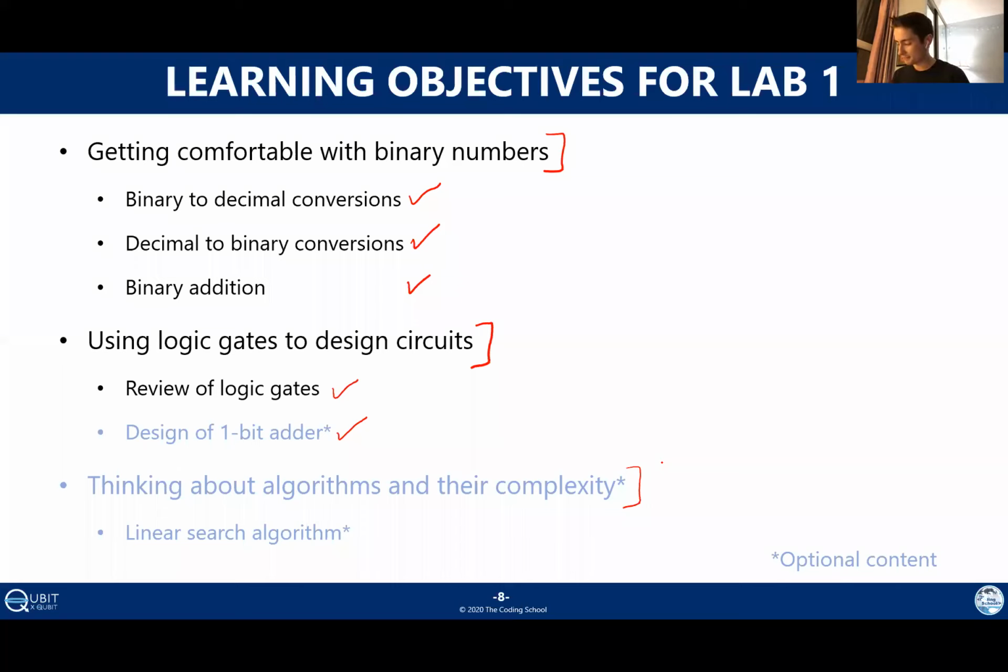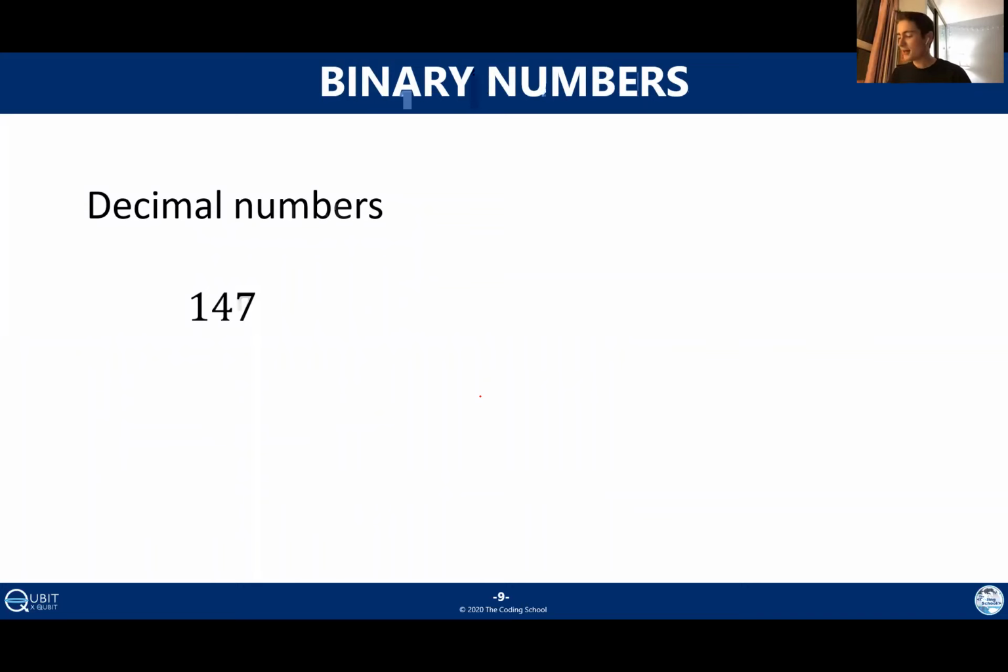So let's get started with a quick review of binary. And in order to discuss binary numbers, I'm actually going to start with decimal numbers. So whenever you see just a standard number like this, say 147, this is really a shorthand. You have to think of it as a shorthand. What this really represents in full is the following.